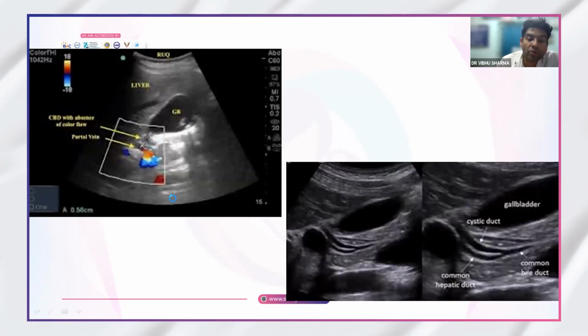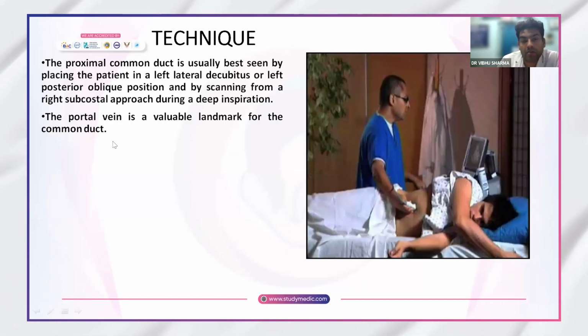So again, when we are not sure about what we are seeing, like is it a vascular structure or is it a duct, then we should use Doppler. So once we put the Doppler on, we can very well see color vascularity within the vascular structures, whereas the cystic structure or duct won't show any vascularity. So these are the images of gallbladder with the ducts. So this is the technique.